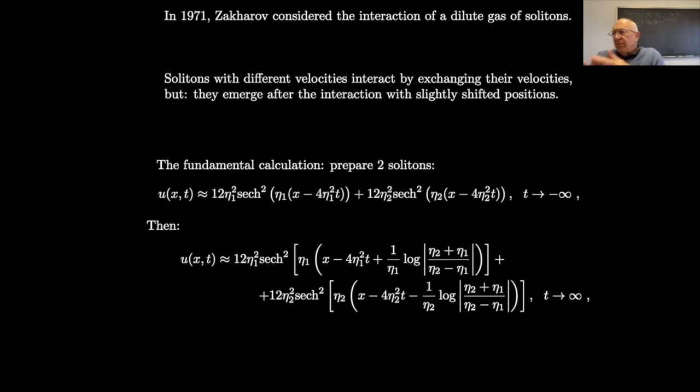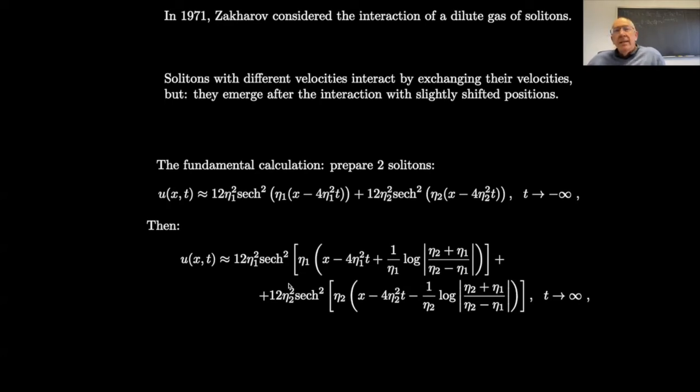And so his fundamental example was exactly the one that we just did. Prepare two solitons that look like I've written here in the middle of the screen. So eta 1 is the K1 from my calculations. Eta 2 is the K2 from my calculations. And he's got a 12 there because he normalized the equation differently. And when t goes to negative infinity, what you have is these two solitons. And when t goes to positive infinity, they emerge with a phase shift, just like we calculated together.